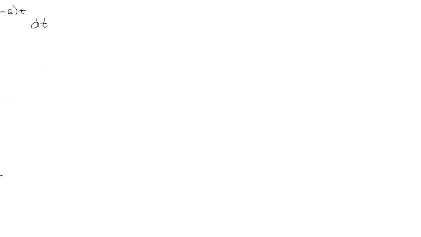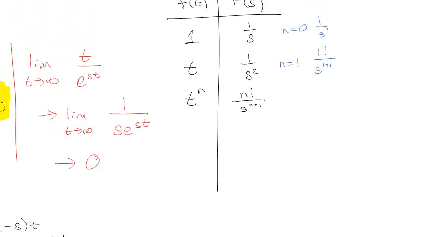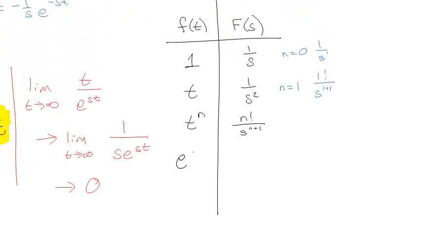So now we can add to our lovely table that if I have e to the at, that is always going to transform to 1 over (s minus a), again assuming that s is greater than a. So there's a restriction on that, but aside from that, we're in good shape. So it's kind of a basic introduction to Laplace transforms. Doing some of the more complicated Laplace transforms takes more effort, so we're definitely going to save that for another video.